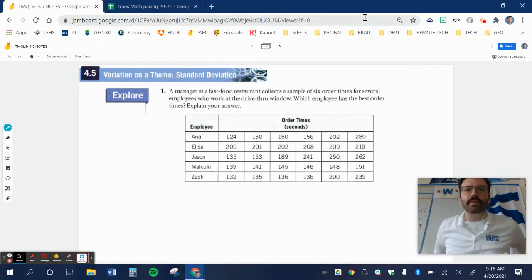Here we go. Let's talk to it. 4.5, standard variation. Okay, standard variation. It's a little statistics for you. Okay, that's our first kind of intro into a little statistics world.